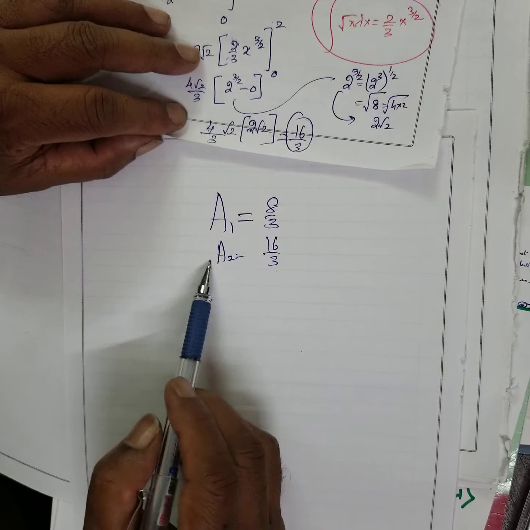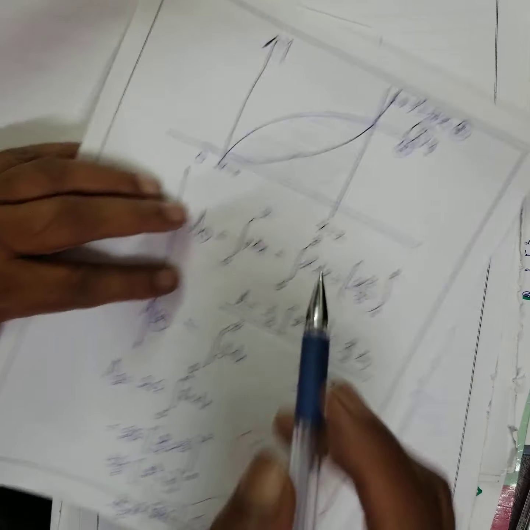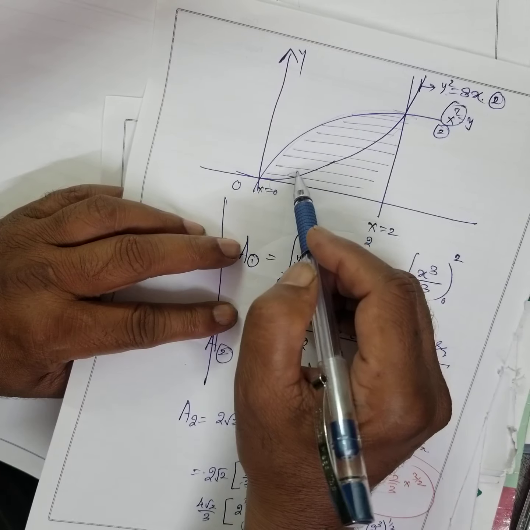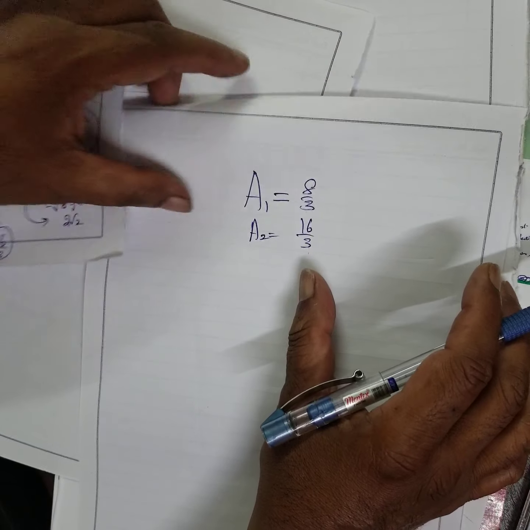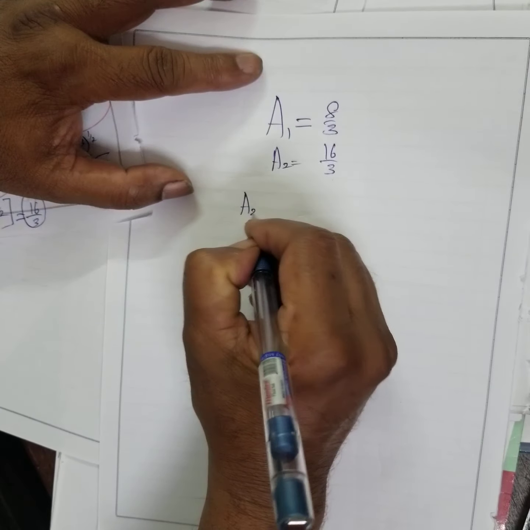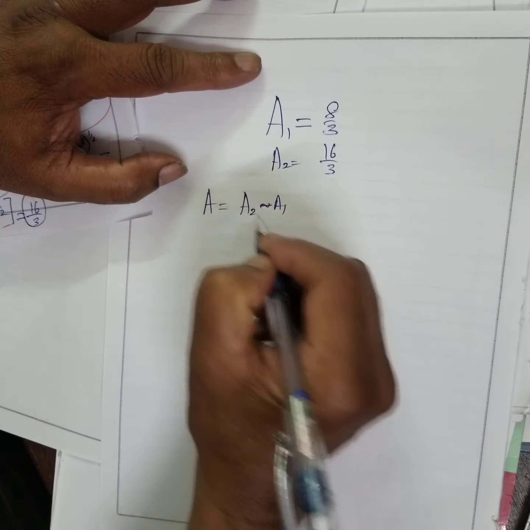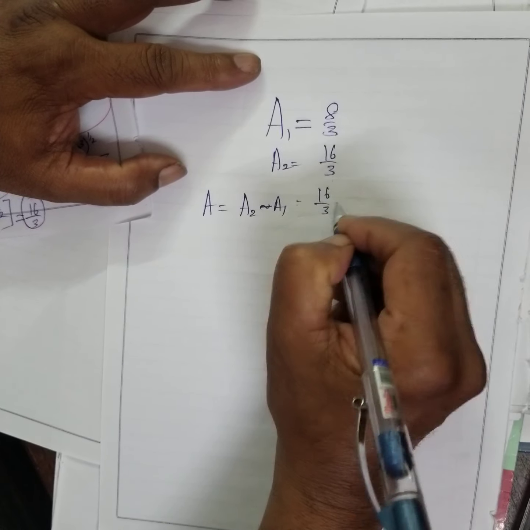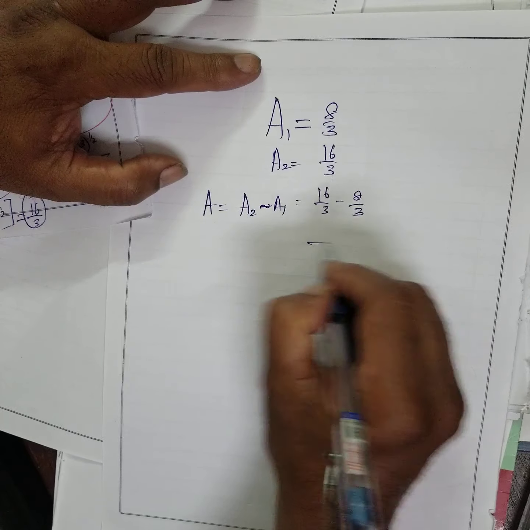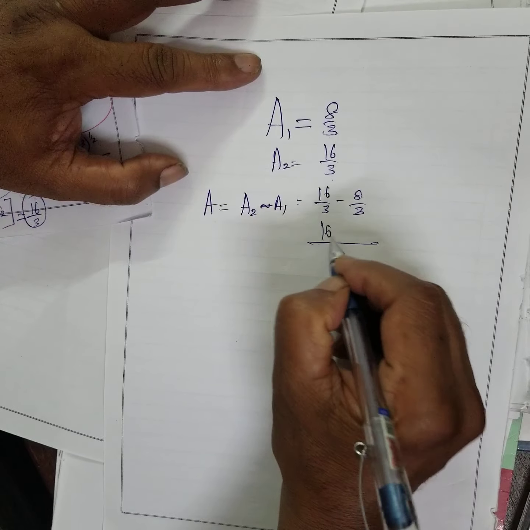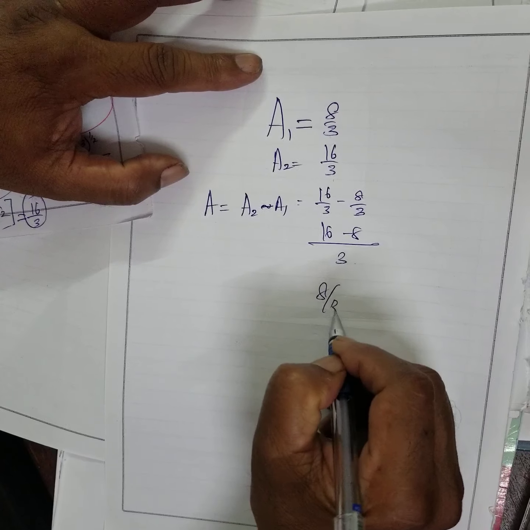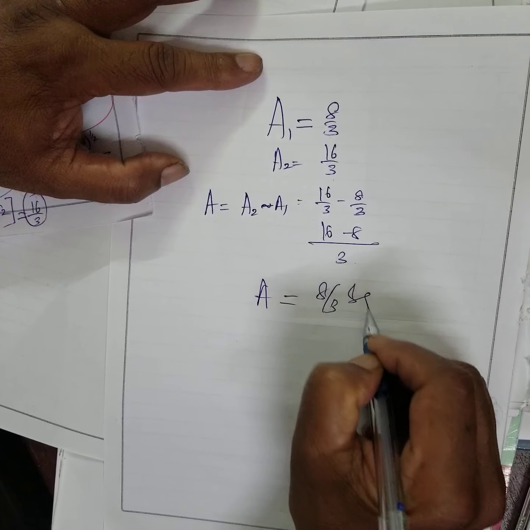Denominator is the same. Which is the bigger? See here, this area is bigger than this, is it not? Therefore, the area between the two curves is A2 minus A1. Difference you find out. The area between the two curves is equal to 16 by 3 minus 8 by 3. 3 is the LCM. 16 minus 8. Therefore, 8 by 3. Area between the two is so many square units.